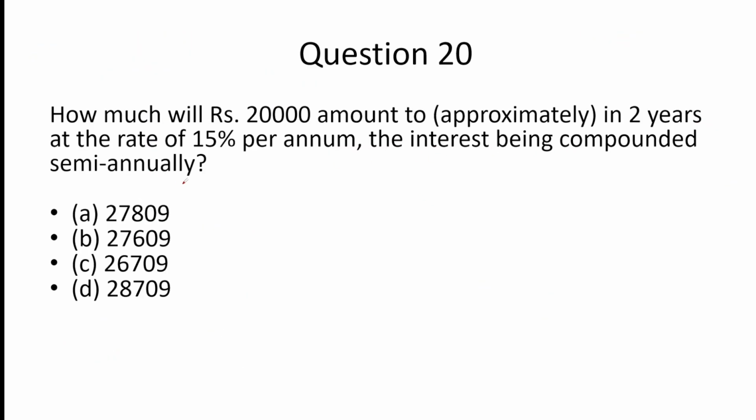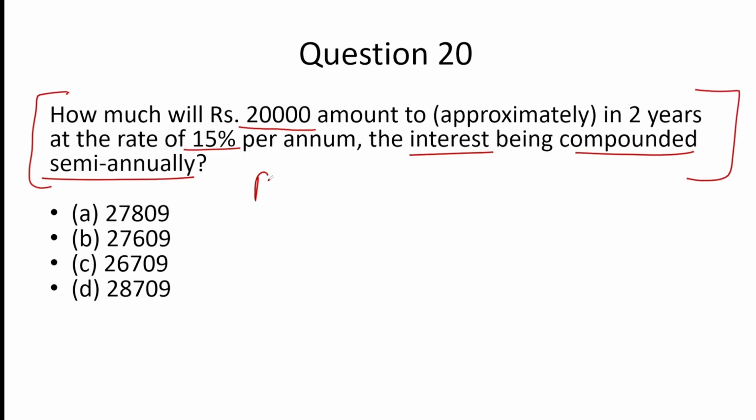This is a question related to compound interest. How much will rupees 20,000 amount to in 2 years at the rate of 15% per annum if the interest is compounded semi-annually? Semi-annual means half yearly. Now what happens in half yearly? The rate of interest becomes half, and the time becomes double. Time will become 2t.